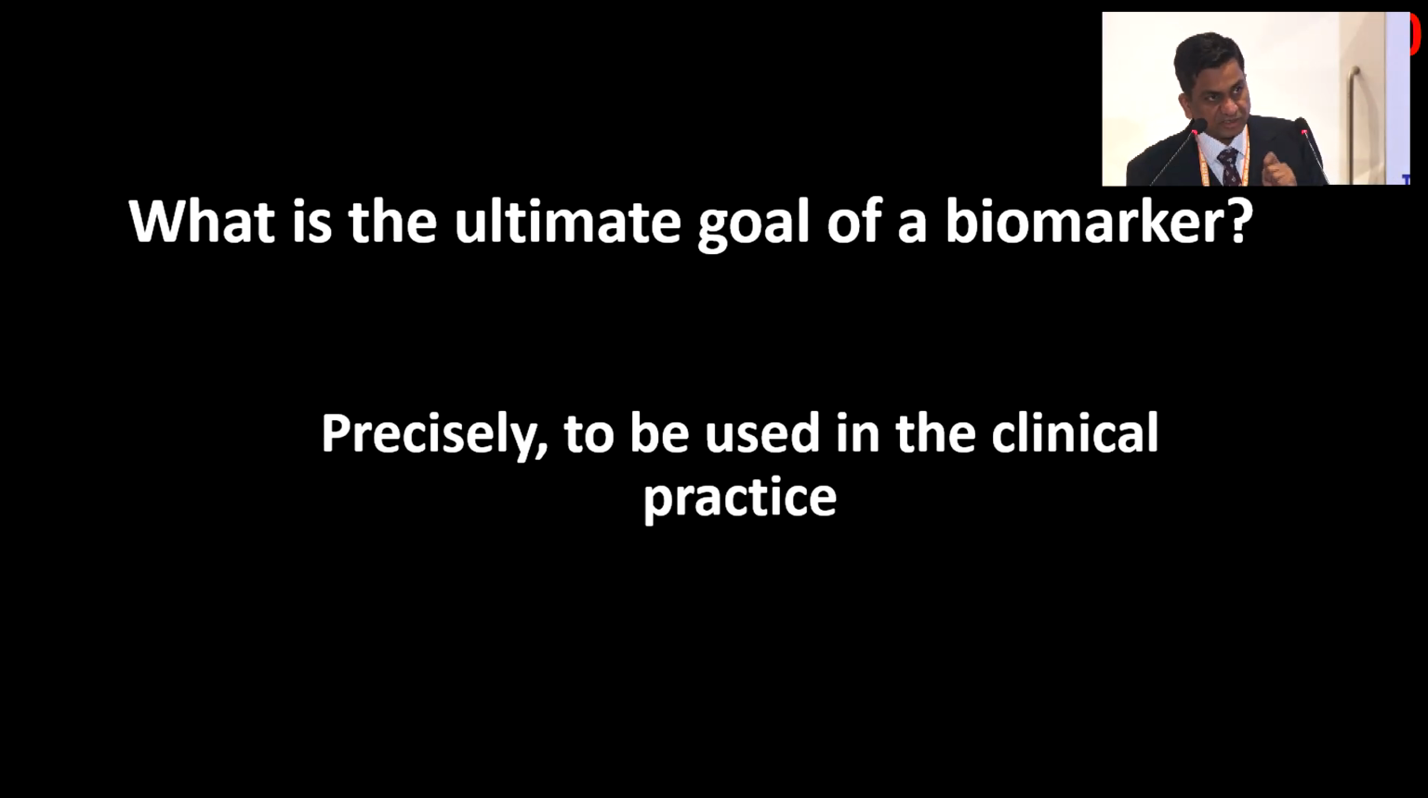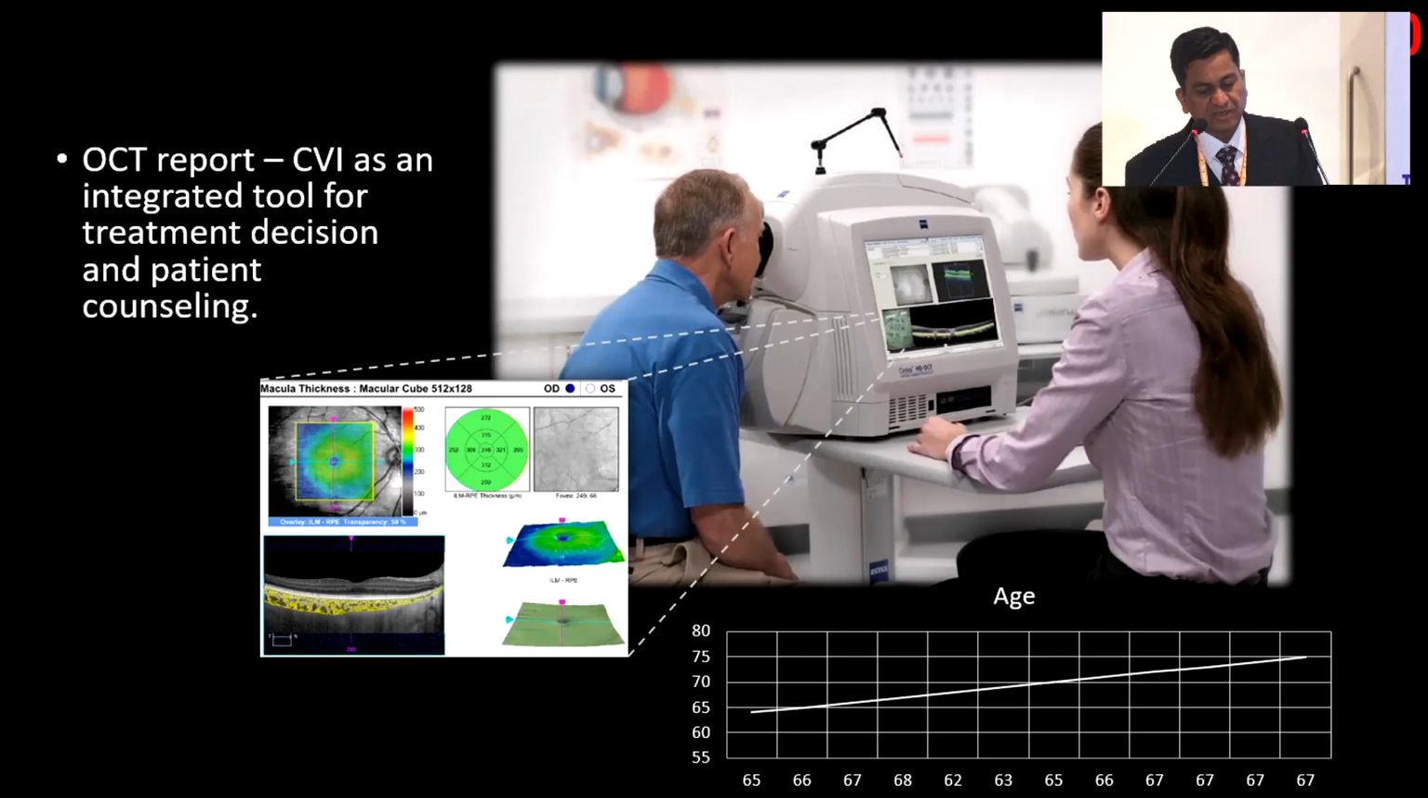You want to take a decision there and then itself. Therefore, this tool needs to be integrated into your OCT machine. Whether it is CVI, vitreous, or retinal, it has to be accessible to you, and then it is up to you how you want to use it. This is where we want to see this biomarker or advanced imaging analysis coming and hitting our clinics and helping us manage our patients.